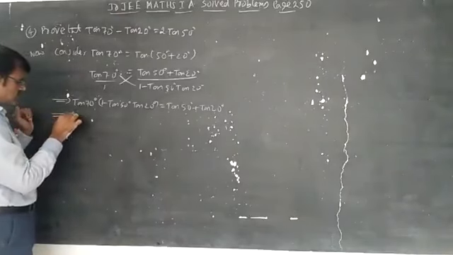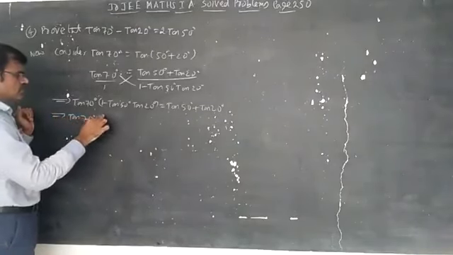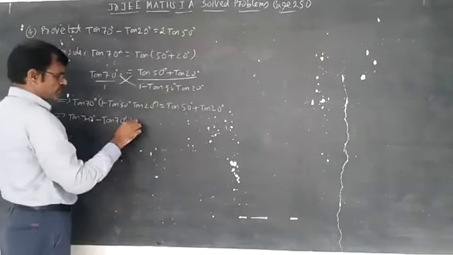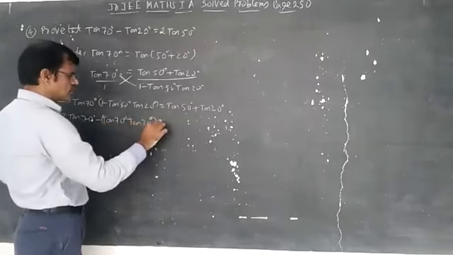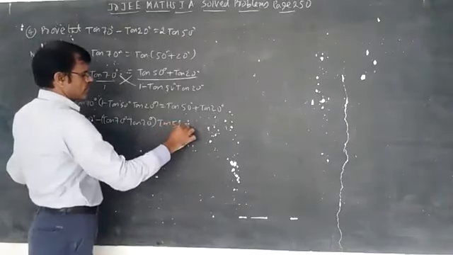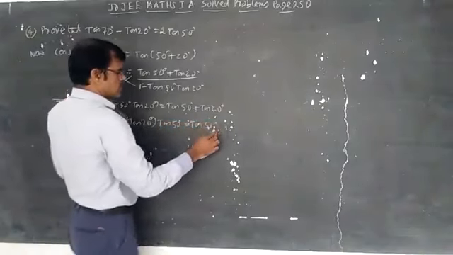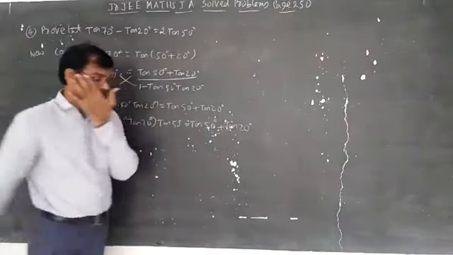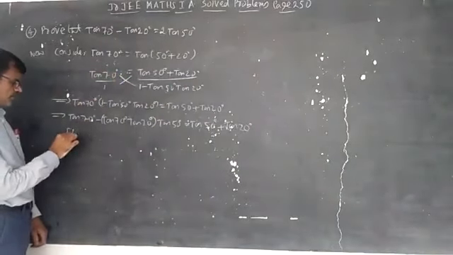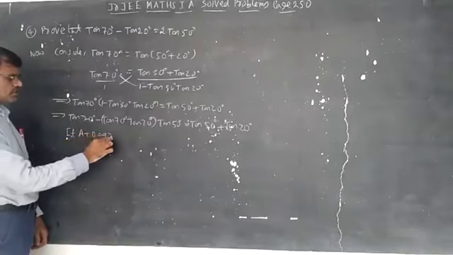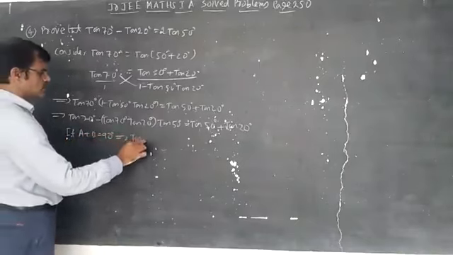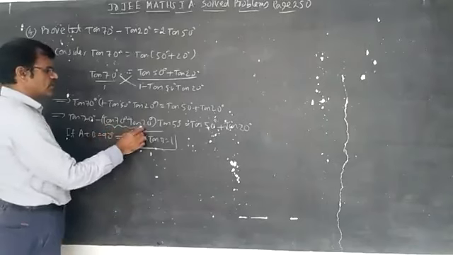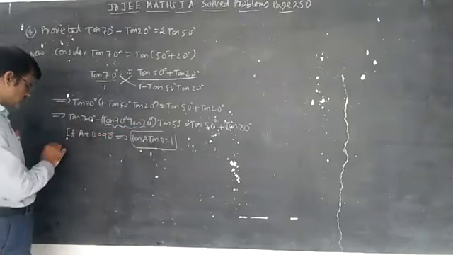That implies, multiplying out, tan 70 minus tan 70 tan 20 into tan 50 is equal to tan 50 plus tan 20. Let us remember the formula: if A plus B is equal to 90 degrees, that implies tan A into tan B is equal to 1. Here tan 70 into tan 20 becomes 1 because 70 plus 20 gives 90.